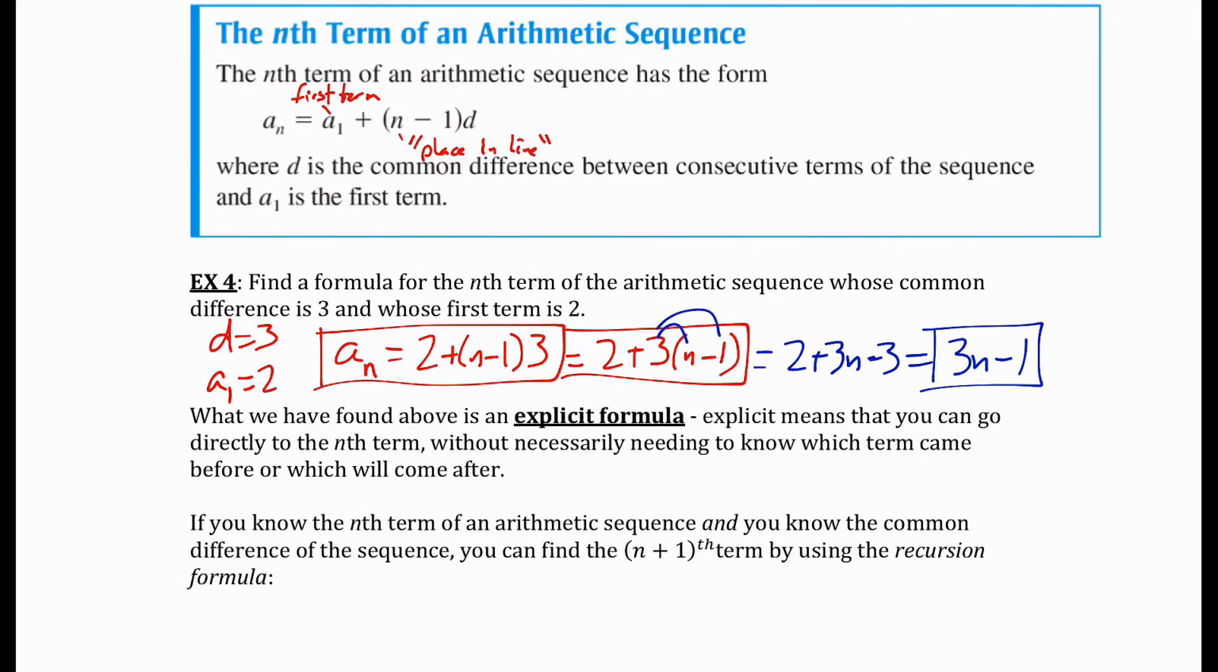Now, what we just found above is called an explicit formula. In other words, explicit meaning you can go directly to the nth term. You don't need to know any previous terms before that. So I could plug in 50 and find the 50th term. I can plug in a million and find the millionth term. Not too difficult, even with a million.